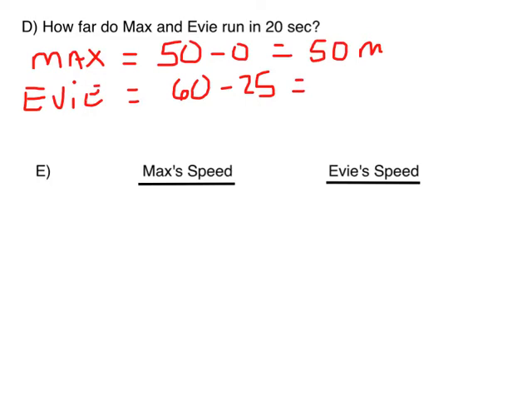So if you take 60 minus 25, you've got Evie actually went 35 meters, okay? Now we're going to take that information and move on to question E here. We're going to talk about Max's speed and Evie's speed, and this is what they call average rate of change, which is going to be speed in this case.